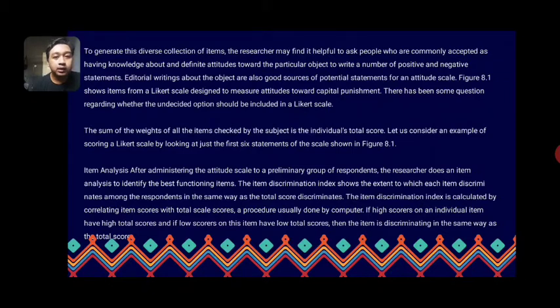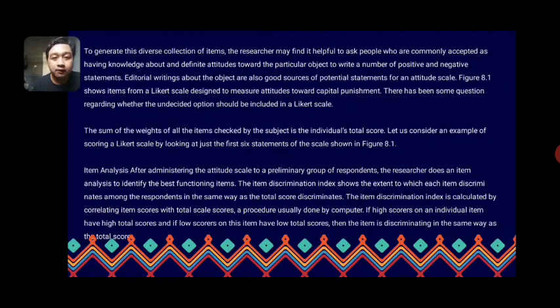Figure 8.1 shows items for a Likert scale designed to measure attitudes toward capital punishment. There has been some question regarding whether the indicated opinions should be included in a Likert scale. The sum of the weights of all the items checked by the subject is the individual's total score. Let us consider an example of scoring a Likert scale by looking at just the first six statements of the scale shown in Figure 8.1.